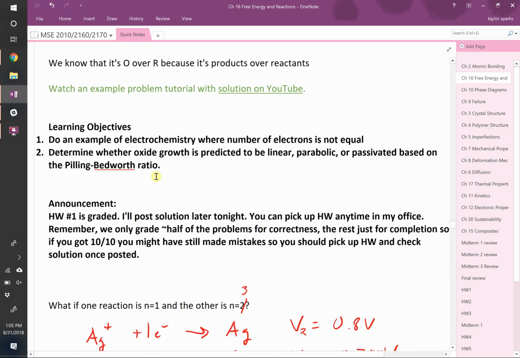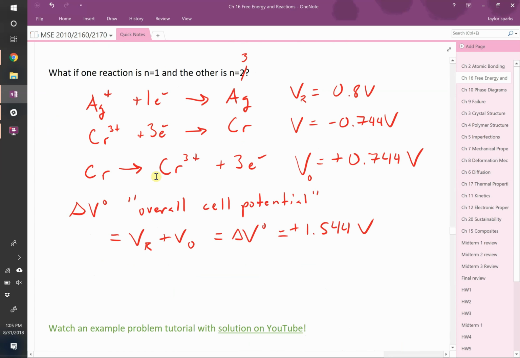Now let's get back to our example. We have silver and we have chrome, and we decided that we can add these up. But when we add them up, watch what happens. I've got chromium plus silver ions plus 1 electron giving me chromium 3 plus ions plus silver metal plus 3 electrons. So there's a problem here. Our electrons are not balanced, right? So we have to modify this.